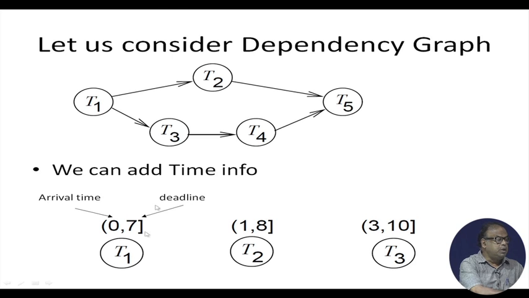We can also add some timing information. For example, with respect to T1, I can say that it can start any time, but must finish within 7 units of time, that is the deadline. T2 can start at, so you can see the 2 brackets, it is not inclusive. 0 is included. Now, it can start any time after 1, maybe it is arriving at 1, but must complete by 8 units of time. In that way, I can also add timing information to each of these task graphs.